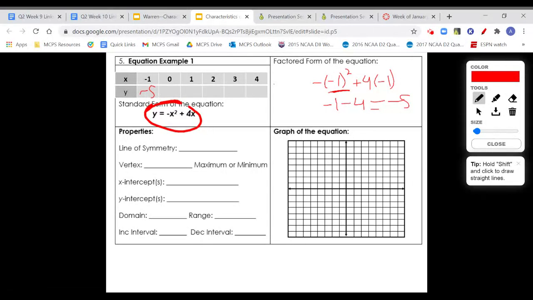Okay. I'm also going to show you plugging it in with the value 0. So if you plug in 0, we have negative 0² plus 4 times 0. Well, since both of those terms have a 0, anything times 0 is 0, that whole thing is just going to come out to 0.